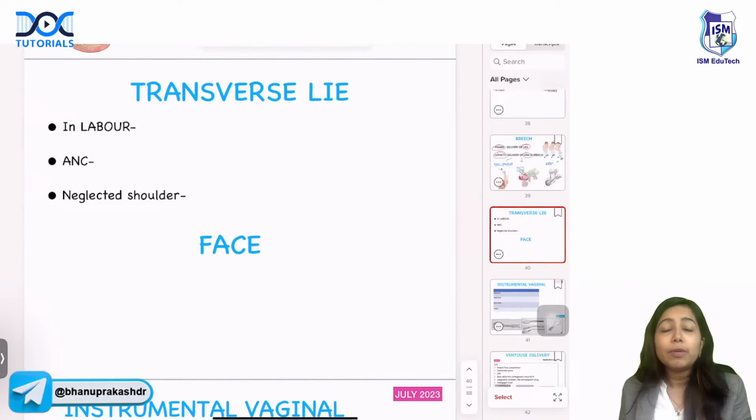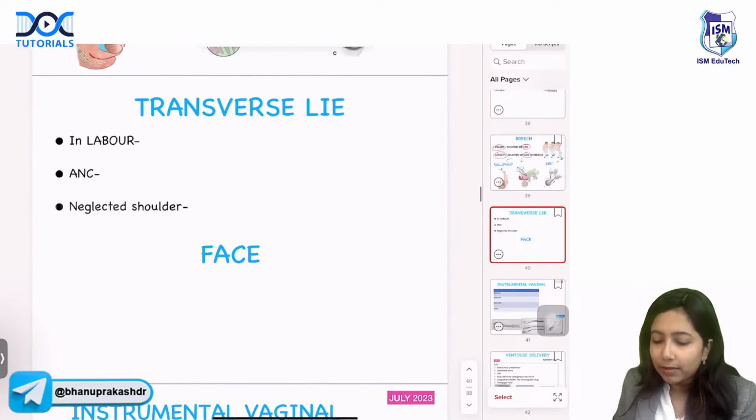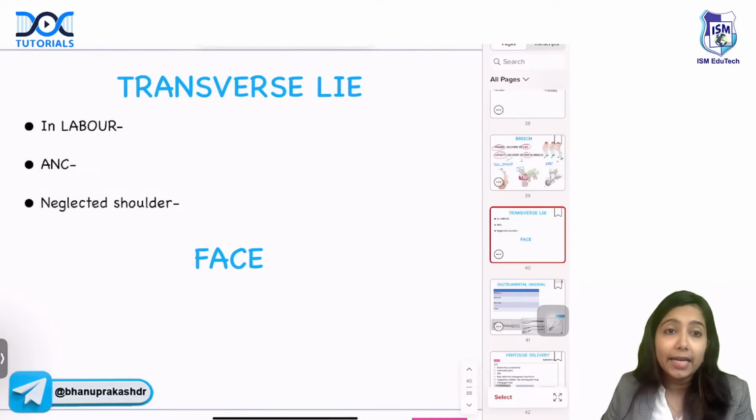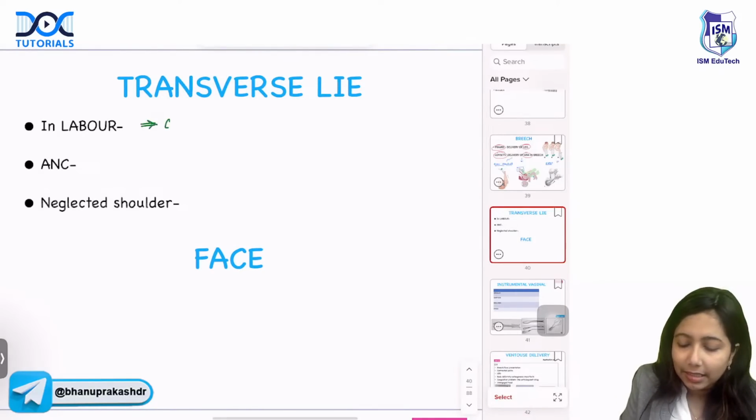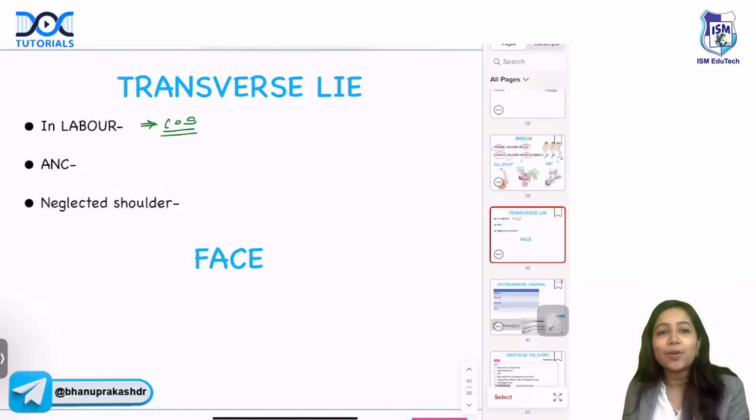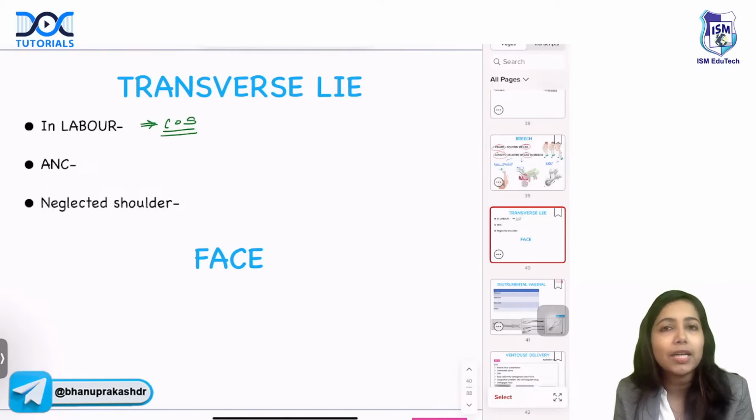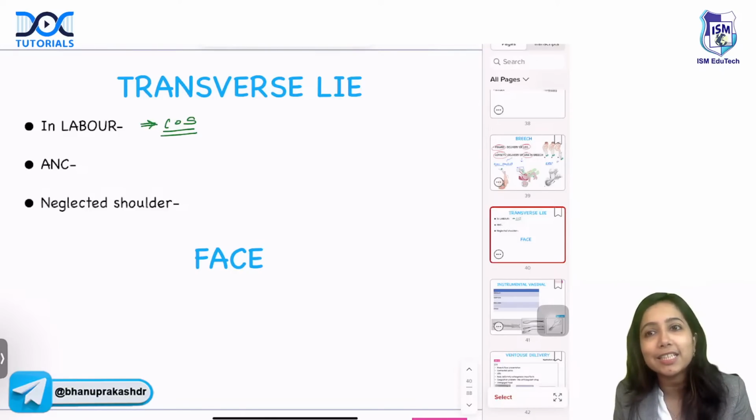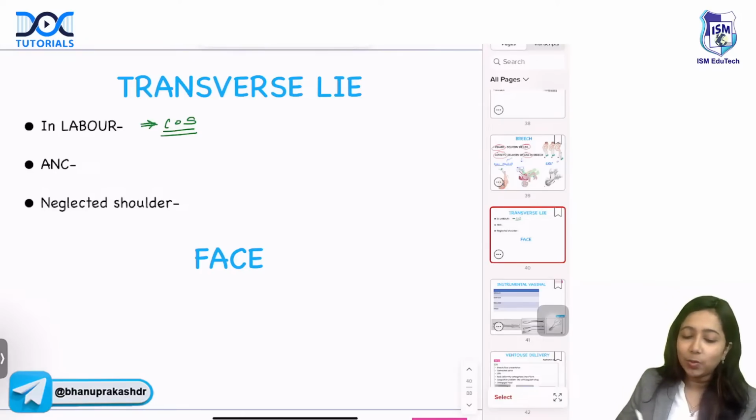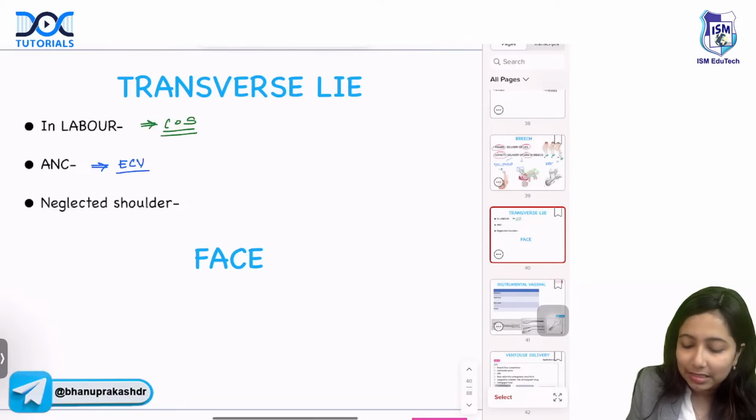If a question says the baby is in transverse lie in labor, in that situation you have to go for a cesarean section. But I posted this question yesterday on my Instagram: a patient has come at 36 weeks, not in labor, the baby weight is normal. How will you manage? Most students marked external cephalic version, which is right, and some went for cesarean section. In the antenatal period, if the woman is not in labor, the baby is adequately sized and the liquor is normal, you need not jump into cesarean section. You can go for an external cephalic version. So in the antenatal period, the management is ECV.